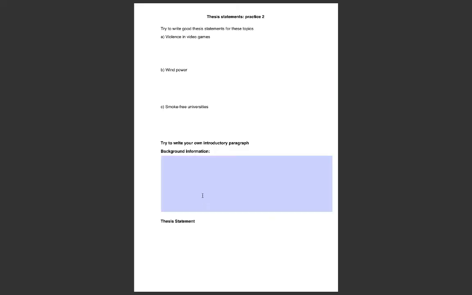So again, go back to your PDF and you can write the background information for your own essay introduction and the thesis statement for your own essay introduction here, and then you can submit it to Manaba and your teacher will be able to have a look at it. Again, please check with your teacher about exactly what they want and the deadlines that they want it by, because each teacher has a different policy on this, so you need to follow your teacher's information. So please check Manaba regularly.